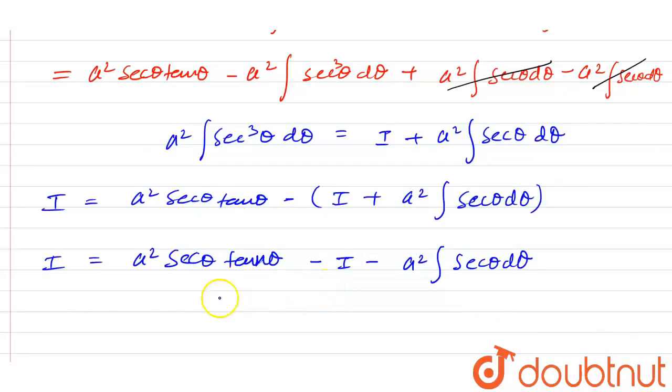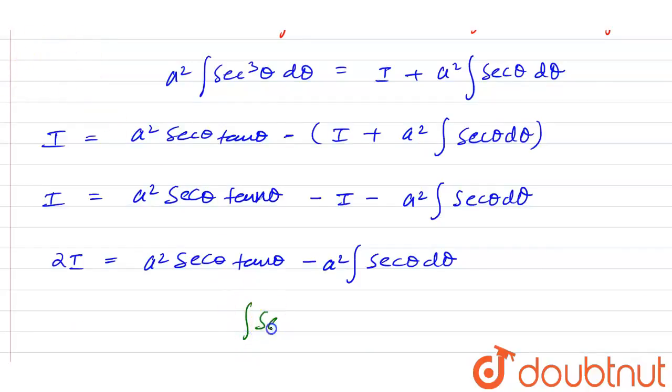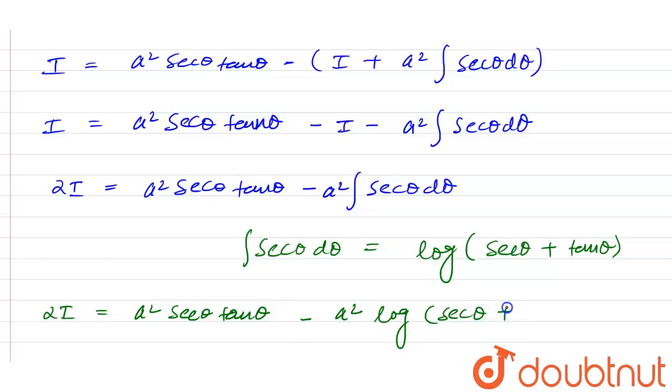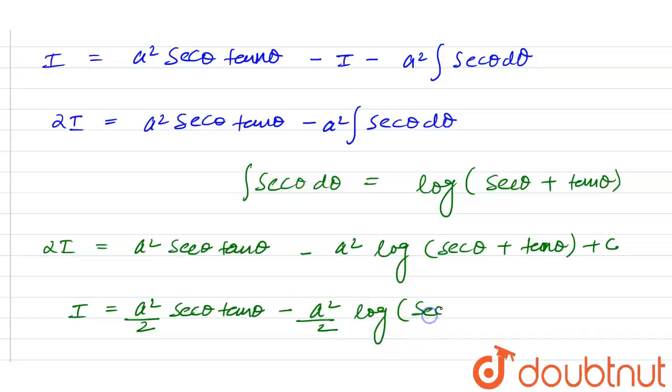Now if we take minus I to the left hand side, this becomes 2I is equals to a square sec theta tan theta minus a square integral sec theta d theta. Now we know that integration of sec theta d theta is equals to log of sec theta plus tan theta. So by using this we can write 2I is equals to a square sec theta tan theta minus a square log of sec theta plus tan theta plus c. Or I is equals to a square by 2 sec theta tan theta minus a square by 2 log of sec theta plus tan theta plus c, where c is the constant.